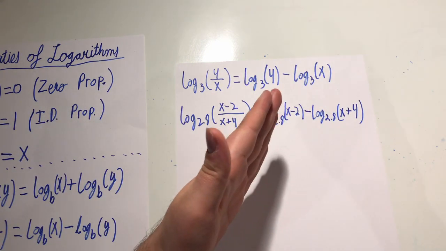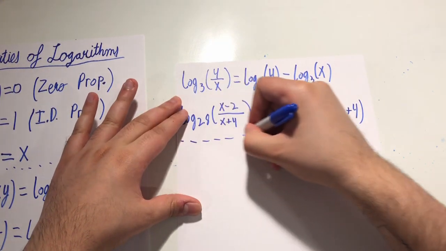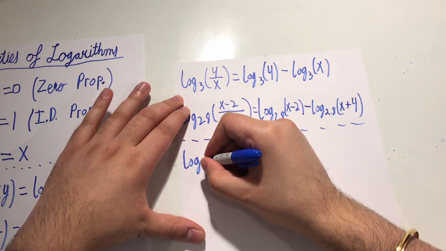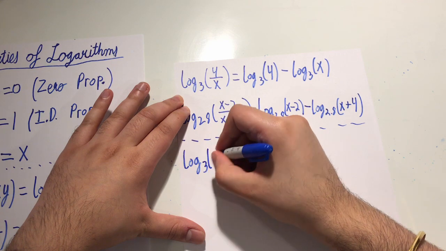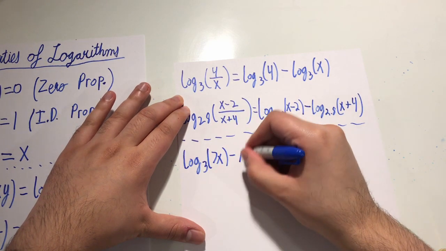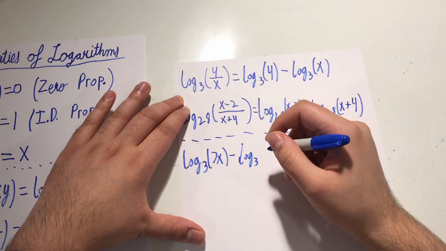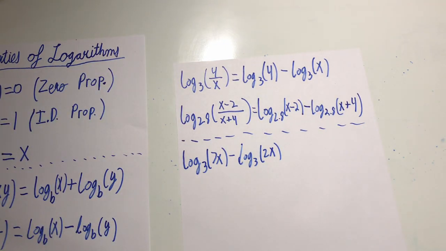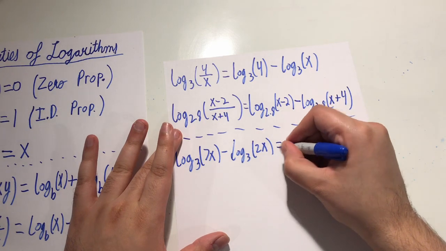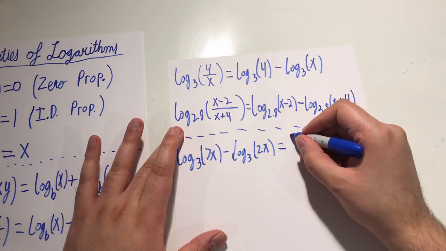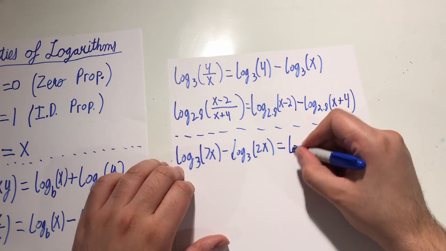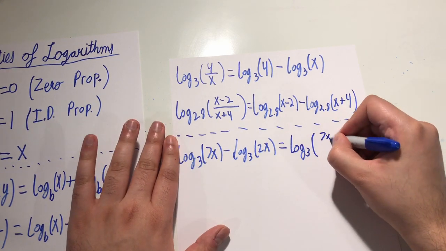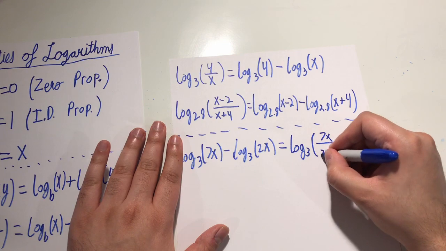So we looked at doing things going in one direction. Let's look at the opposite direction. Also important examples. So we have logarithm base 3 of 7x minus logarithm base 3 of 2x. And then we can actually figure this out. All we have to do is write it as a single logarithm. Since both the bases are the same, we're allowed to do this. Make it logarithm base 3. The first thing becomes the numerator, 7x. The second thing becomes the denominator, 2x.